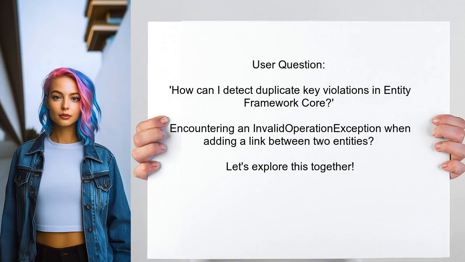Let's dive into the specific question at hand. One user asked, "How can I detect duplicate key violations in Entity Framework Core?" They mentioned encountering an invalid operation exception when trying to add a link between two entities in a many-to-many relationship. Sound familiar? Let's explore this together.